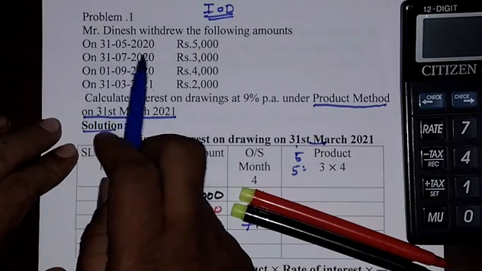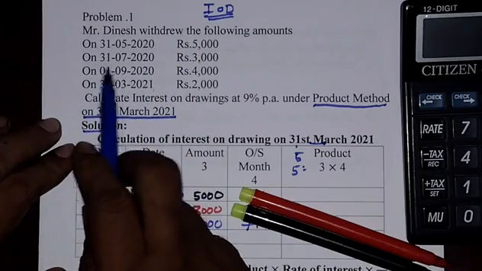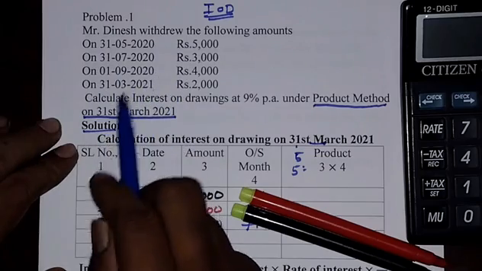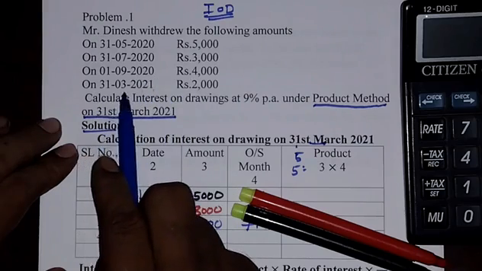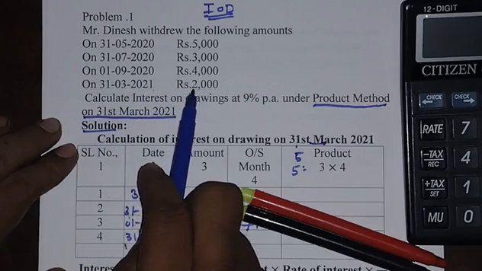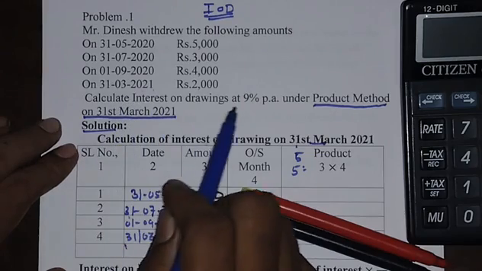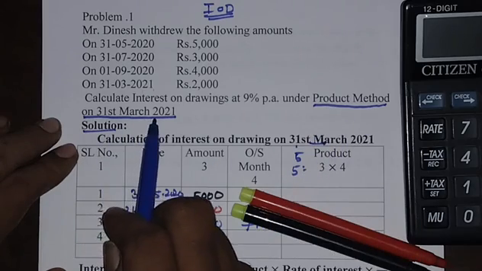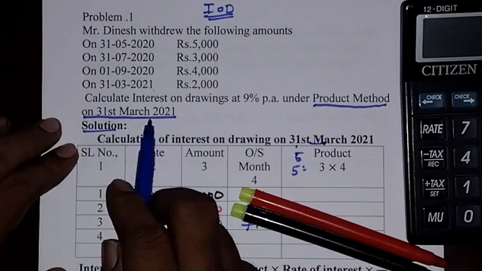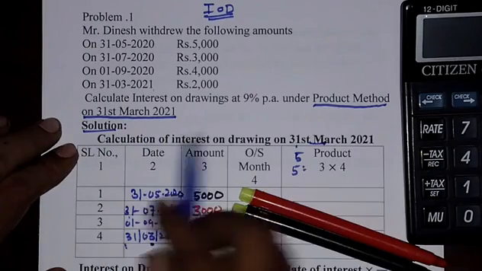On 31/5/2020, rupees 5,000. On 31/7/2020, rupees 3,000. On 1/9/2020, rupees 4,000. On 31st March 2021, rupees 2,000. Calculate interest on drawings at 9% per annum under product method on 31st March 2021. So this is the question. We need to work it out under the product method.